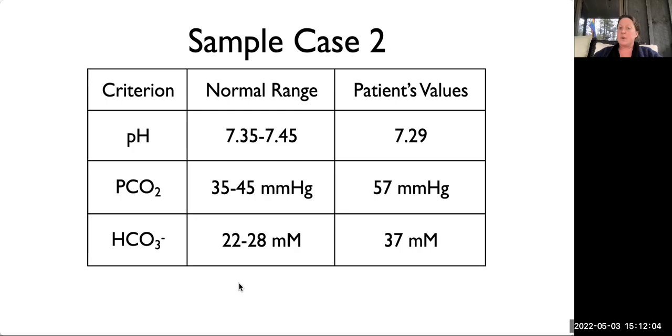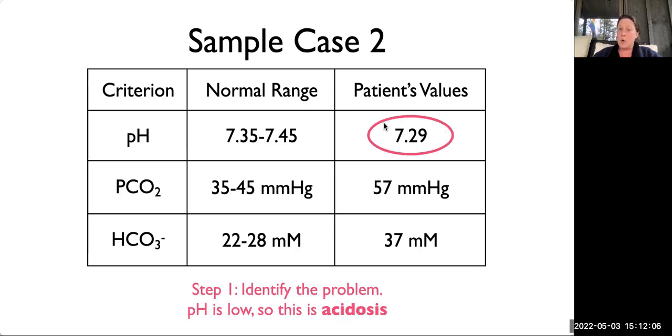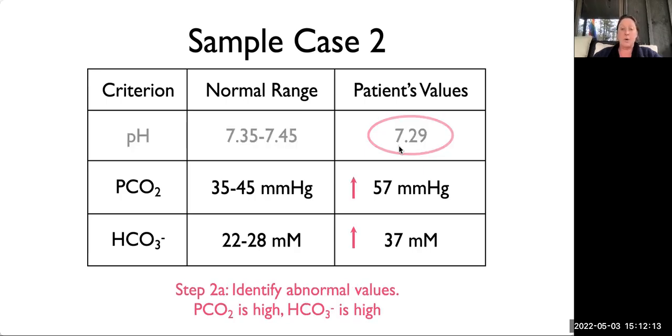In this case, we have a pH that is lower than the normal range. So this tells us that it's acidosis. So we've identified that. Now we're going to look at the PCO2 and the bicarbonate. And if we compare them to the normal ranges, then we can see that both of them are elevated. And now you're thinking, well, if they're both wrong, then do I call it respiratory metabolic acidosis? No, you have to do one step further to figure out which one's actually causing the problem.